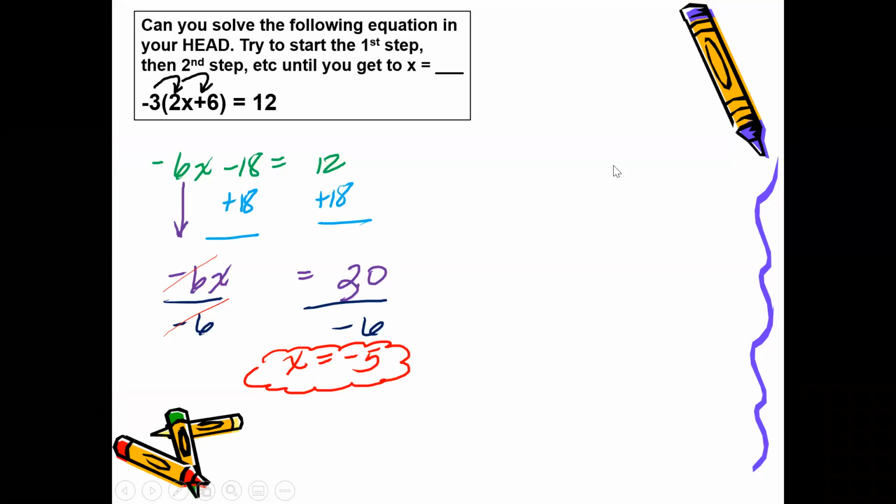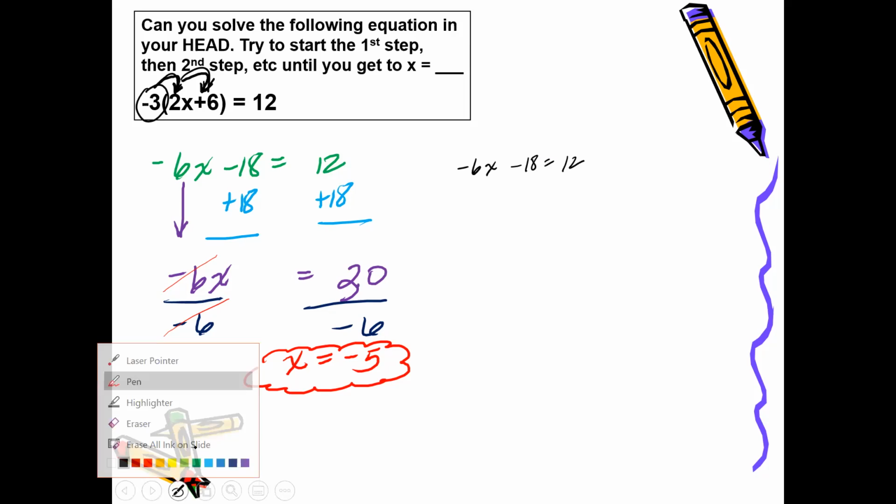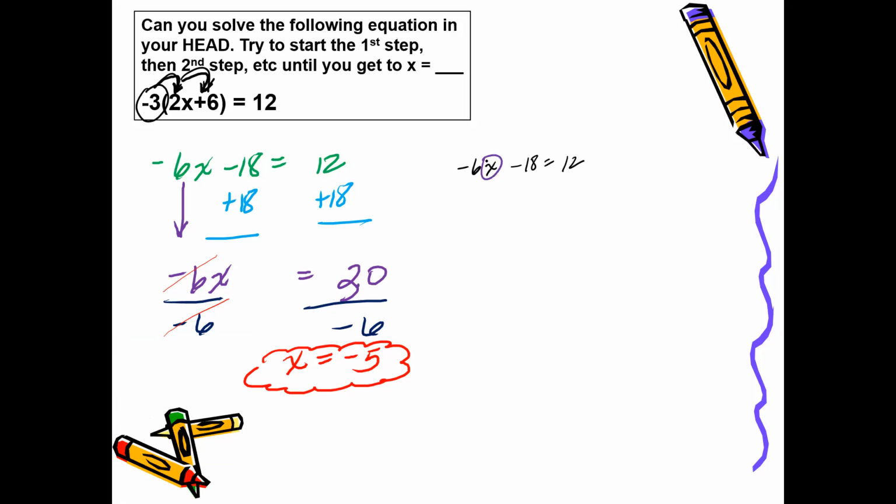All right, let's take a look at question number 3. So here's a review on how to solve equations. You have the distributive property, so make sure you go ahead and take the 3 and multiply it into the parenthesis. So negative 3 times 2x is going to give you a negative 6x. Negative 3 times 6 is a negative 18, is equal to a positive 12. Then you want to get the x isolated by itself, but you have to get rid of the negative 18 first, and then get rid of the negative 6 second.